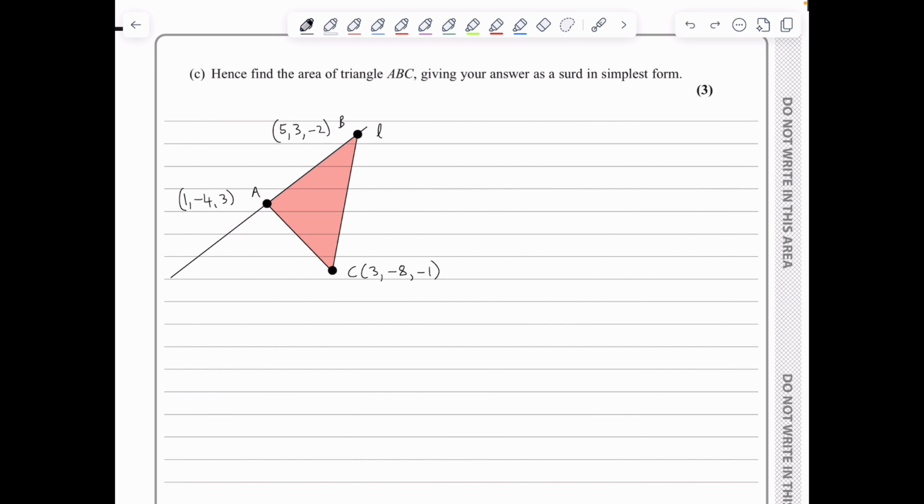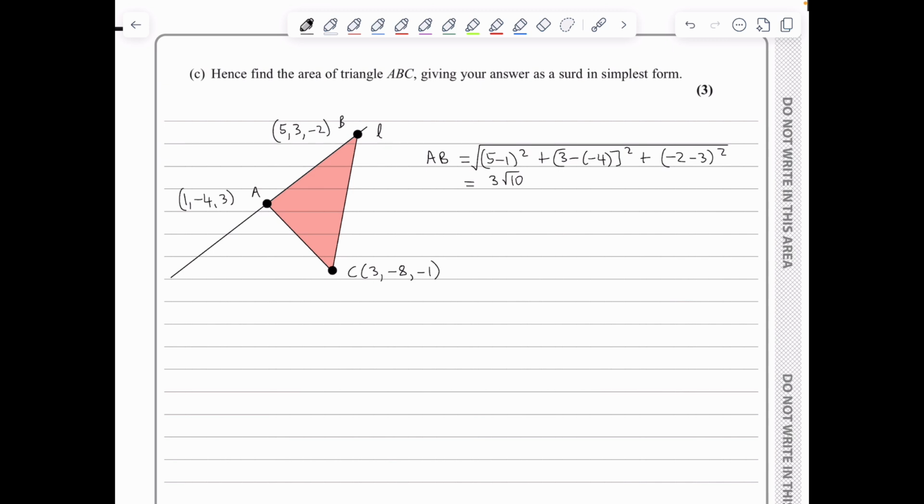So I will start by finding the base, which is AB. I'll be applying Pythagoras in 3D. So I'm doing 5 minus 1 squared plus 3 minus negative 4 squared plus negative 2 minus 3 squared, and all square rooted. This gives an answer of 3 root 10.